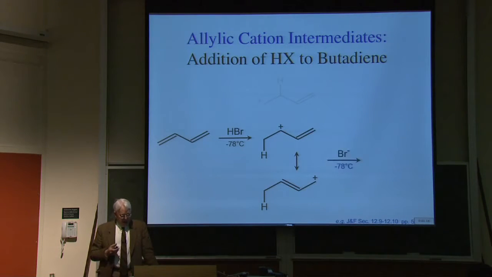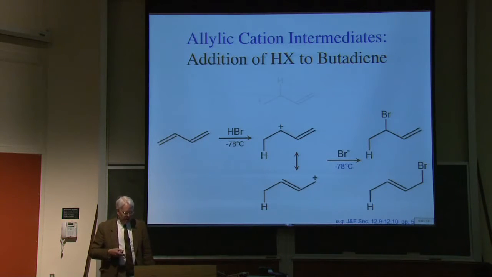But then in a second step, we add bromide, right? If we do that at minus 78 degrees, of course we generated the bromide when we attacked the proton. So we could imagine getting those two forms by attacking this intermediate, which is denoted by two resonance structures. Now, in fact, you get those in the ratio 80% to 20%.